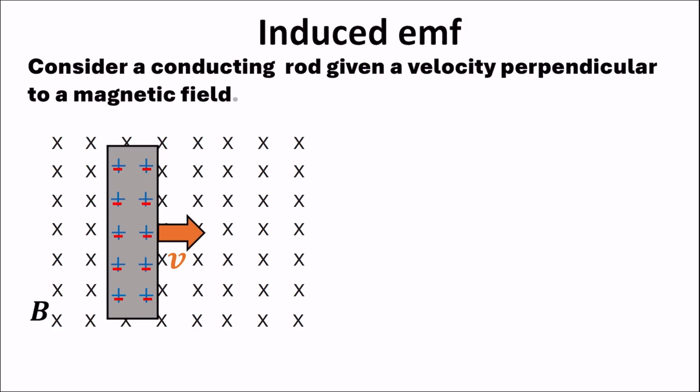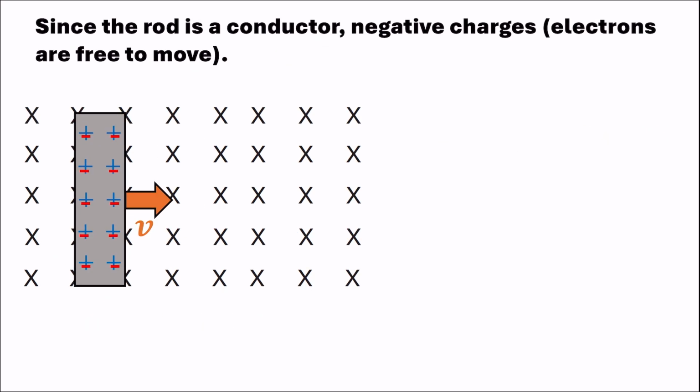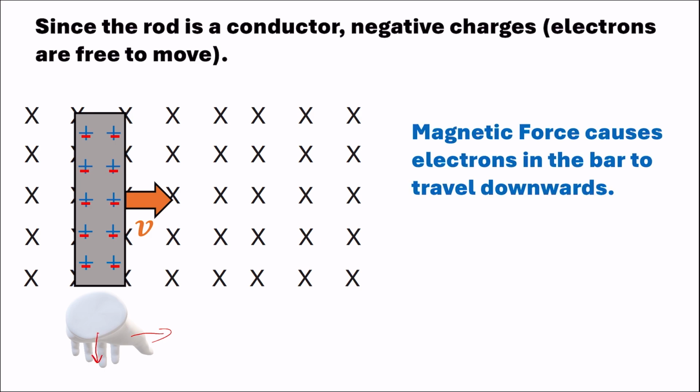The next topic is induced EMF. So for this, I'm going to look at a conducting bar moving perpendicular to a magnetic field. Shown here is a bar moving to the right and a magnetic field into the page. Since the bar is in motion, the individual negative charges inside the bar, or the electrons, are also moving to the right. Because electrons are free to move in a conductor, if I use the left-hand rule, the velocity is to the right, so my thumb would be to the right. The field's into the page, so fingers pointing into the page. The magnetic force here would be pointing down. This will cause electrons to have a downward force on them.